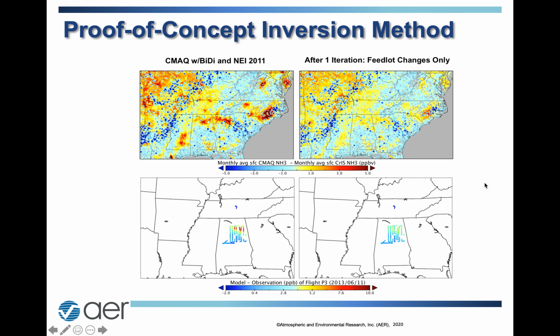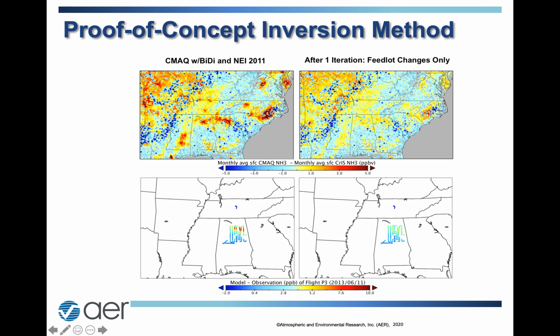We originally did this for the CMAS campaign in June 2013. In the top left, this is the baseline CMAQ we ran. What we're seeing is the monthly averaged CMAQ ammonia minus the monthly averaged CrIS ammonia. Areas of red show over prediction, and areas of cooler colors show under prediction compared to CrIS. After just one step of that iteration, this is what the results look like.